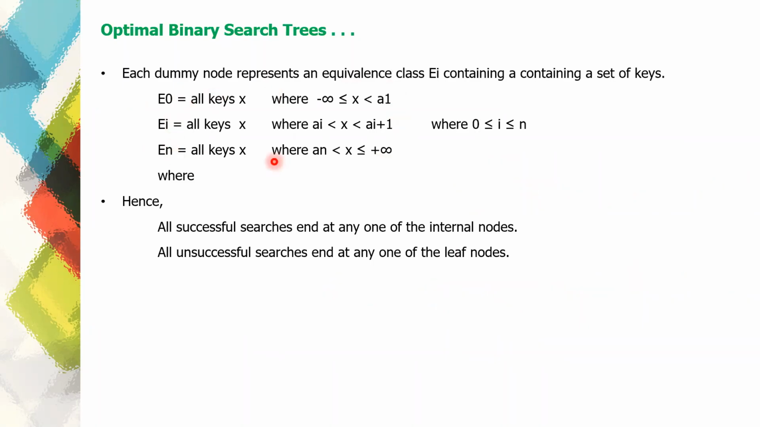And all of this we are doing to make sure that all the successful searches end at any one of the internal nodes, and all unsuccessful searches end at the leaf nodes.